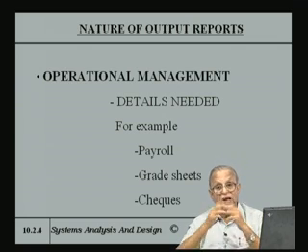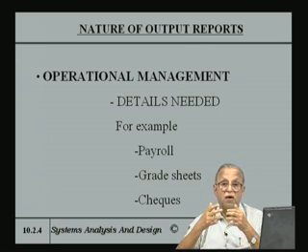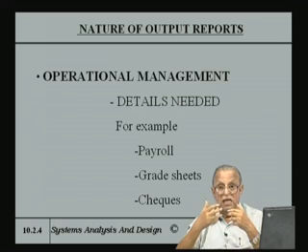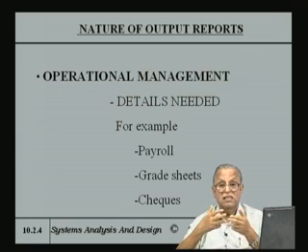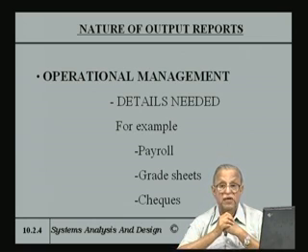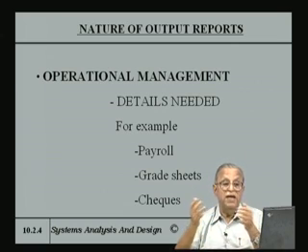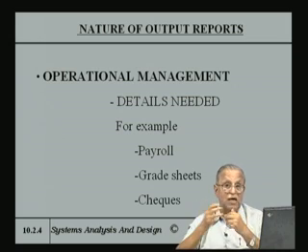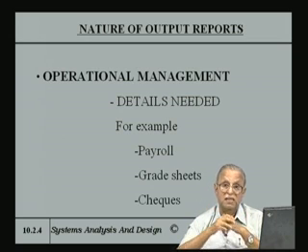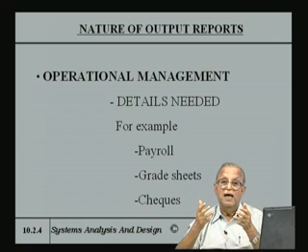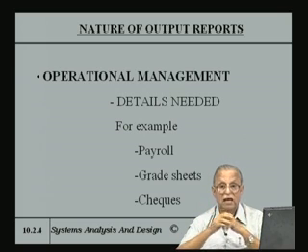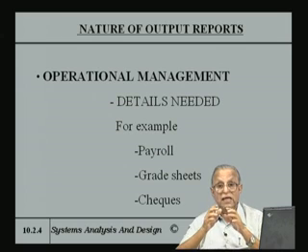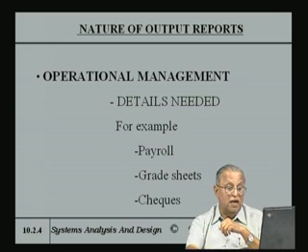So examples, apart from the inventory details, are things like payroll. Payroll is the pay slips that we create for every individual in the organization. And the operational management who operate the system should actually dispatch the pay slips to each individual in the organization. Grade sheets of an examination. Checks to be printed to be sent out to people. Checks are particularly important because they are monetary. Anything to do with money, the responsibility is higher. And so the operational level management has to make sure that the right number of checks have been printed and the right names are there and so on.